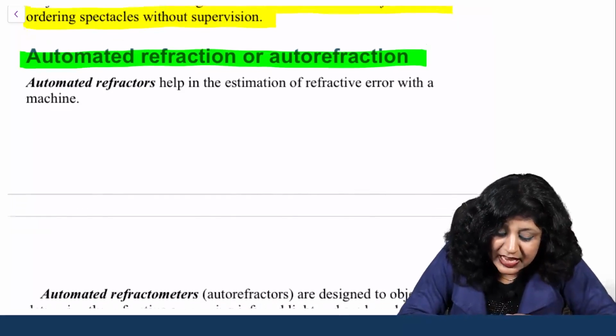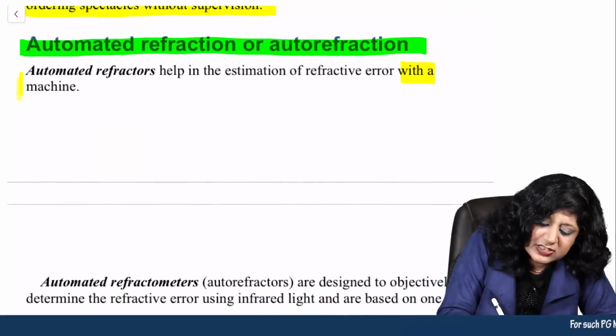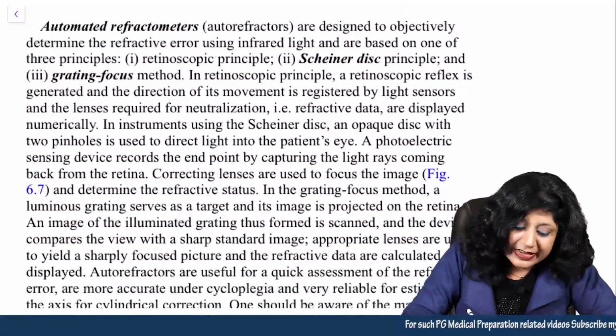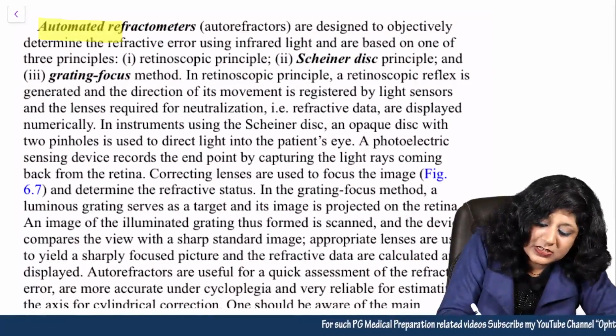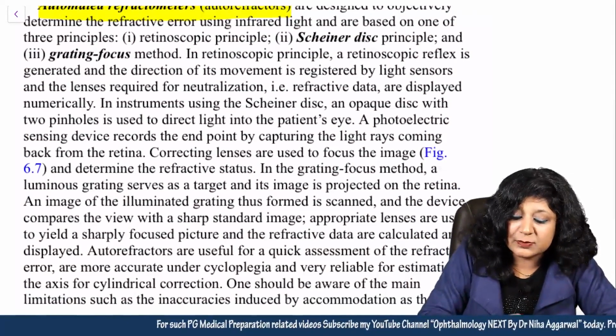So these refractors help in the estimation of refractive error with the help of a machine. Actually this machine is nothing but a computer, and if you look at the name, these are called auto refractometers or auto refractors. They are designed to objectively determine the refractive error.